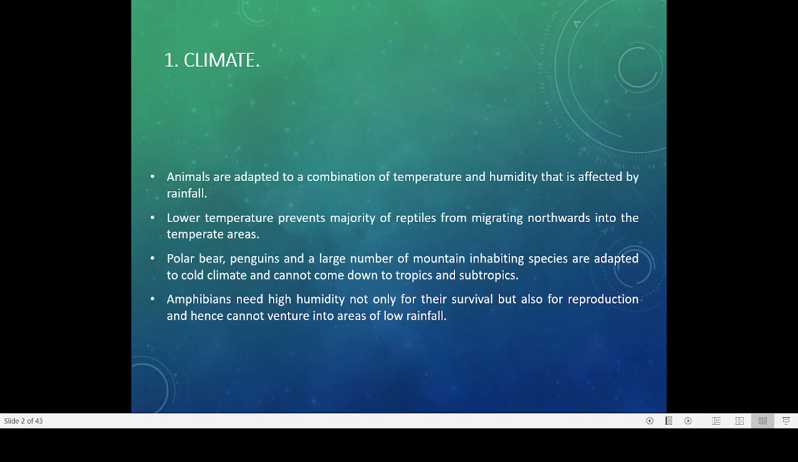Climate is an important factor because if you look at the Sahara, the Arctic region, or the tropical forest, there is a distinct difference between the animals and plants living there. So climate is an important factor. Animals are adapted to a combination of temperature and humidity that is affected by rainfall.